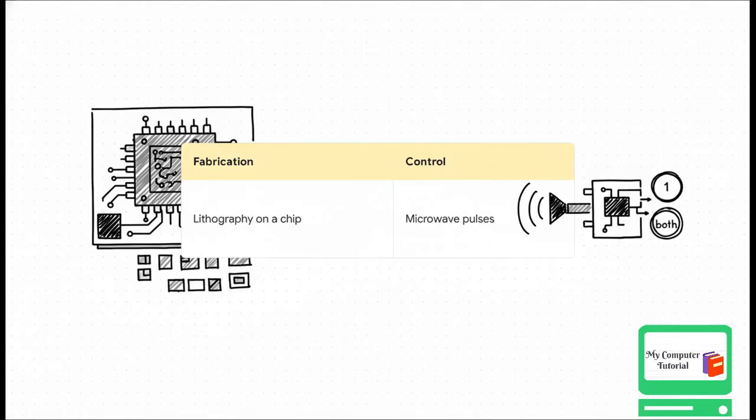So how are they made? Well, the really crucial part is that they're built using lithography, a process that's very similar to how we make the chips in our computers and phones. That is a huge advantage, because it means we can potentially scale them up using technology we already have. And for control, scientists just send these super precise microwave pulses into the circuit to gently nudge it into the 0, the 1, or that all-powerful both state.